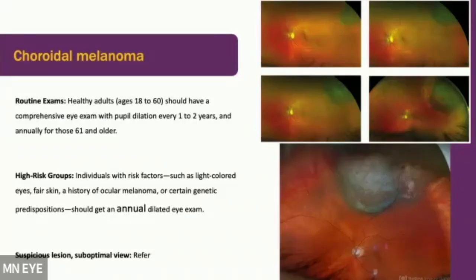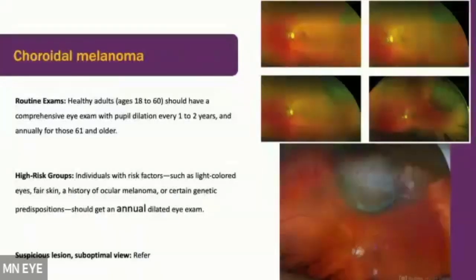So again, we don't want to miss that chance. If a patient comes to us and the eye is dilated, we better look at the periphery. Maybe there is a nevus that is growing and it's going to be bad down the road. And for those who are older than 60, a yearly dilated eye examination.